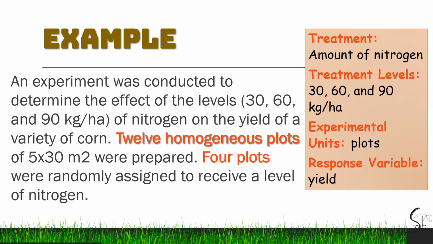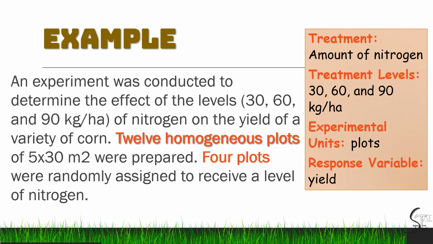And then 12 homogeneous plots of 5 by 30 square meters were prepared. These 4 plots were randomly assigned to receive a level of nitrogen. So our treatment, based on the example, is the amount of nitrogen, and the treatment levels are 30, 60, and 90 kilogram per hectare. So you have to differentiate what is the treatment and what are the treatment levels. Treatment levels may be categories or, for example, varieties. So these are the treatment levels or the factor levels.